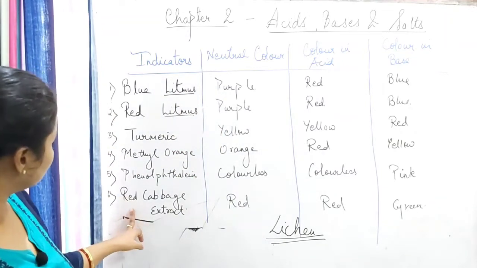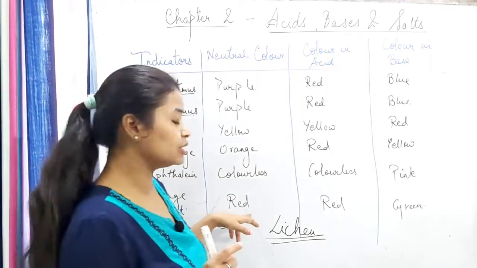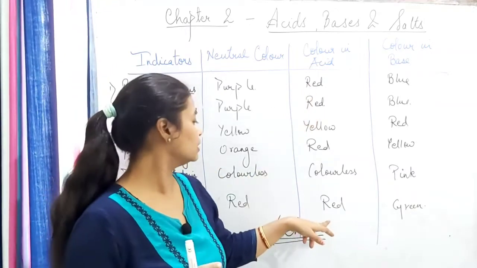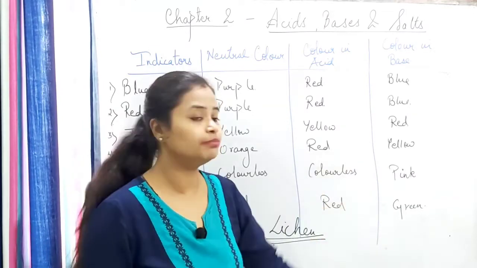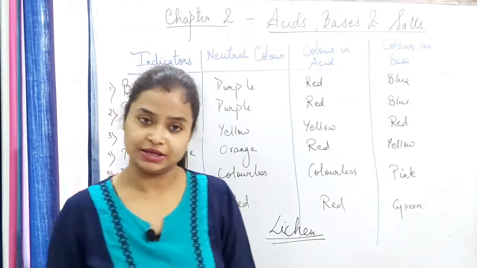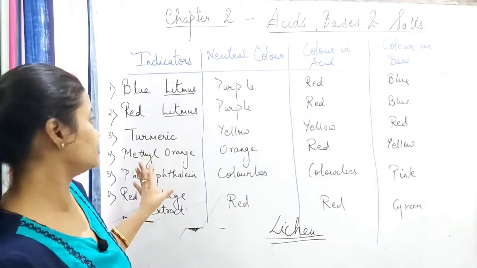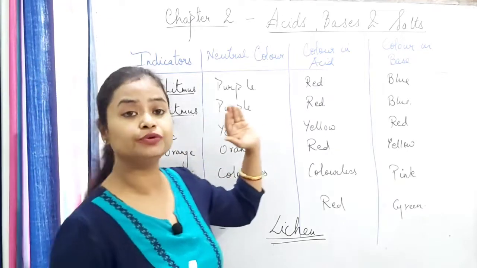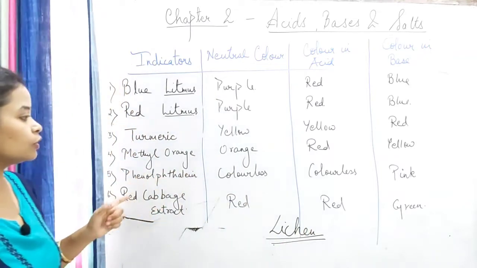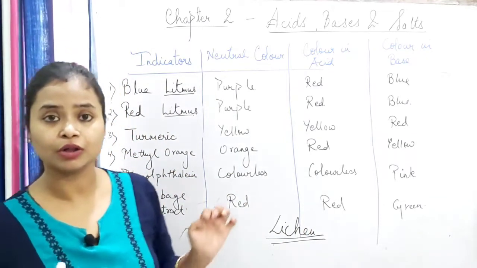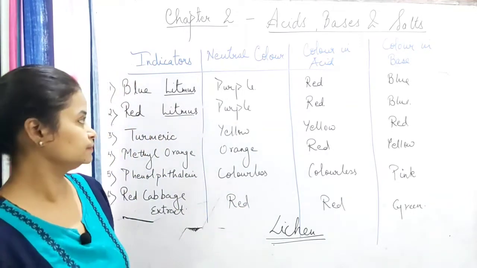Then another natural indicator we are seeing, red cabbage extract. Its neutral color is red. In acid also its color is red only, but in base the color changes to green. So these are the different indicators and their neutral color and their color in acid and base. You can take a screenshot of this. It is a very important table. On the basis of this, questions come in your board exams.